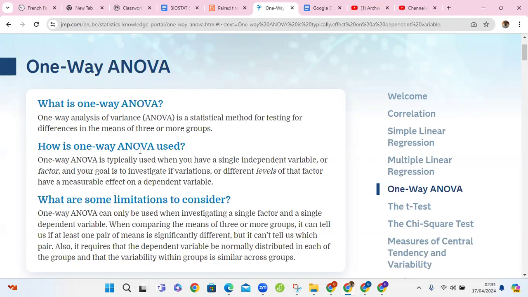And how is one-way ANOVA used? One-way ANOVA is typically used when you have a single independent variable or factor, and your goal is to investigate if variations or different levels of that factor have a measurable effect on a dependent variable.